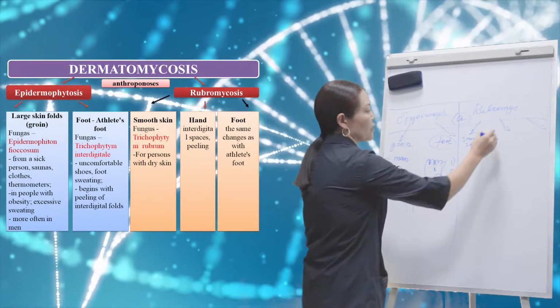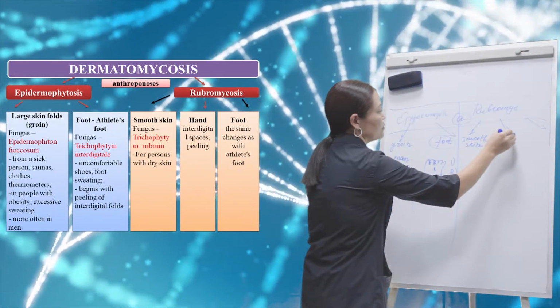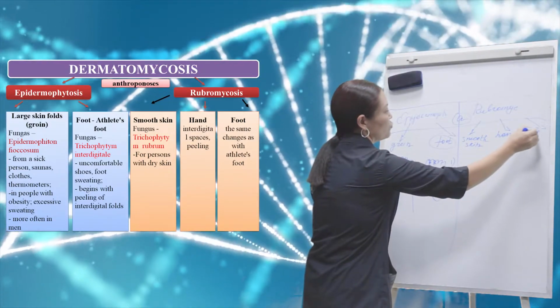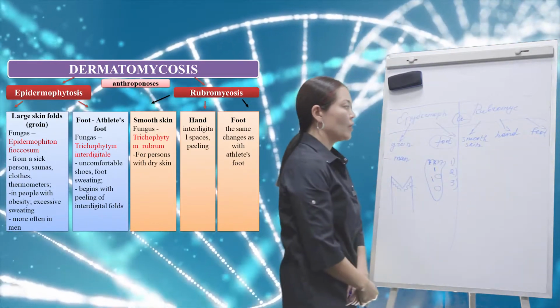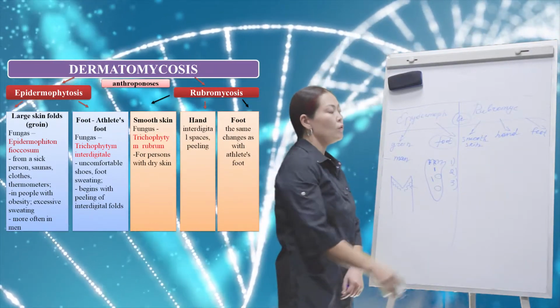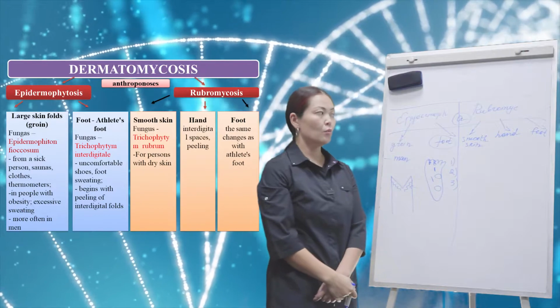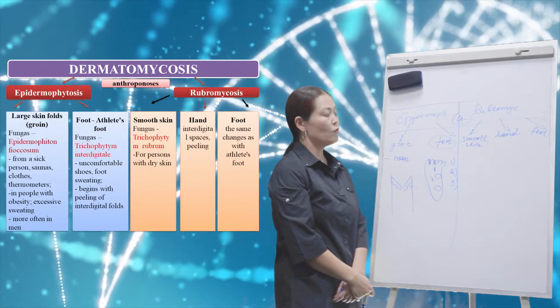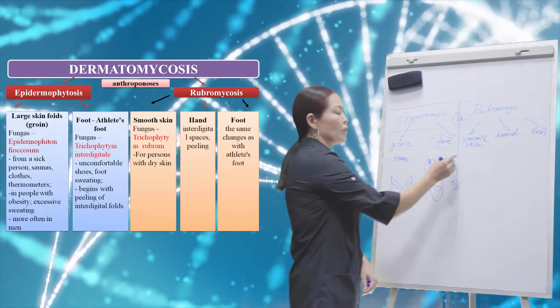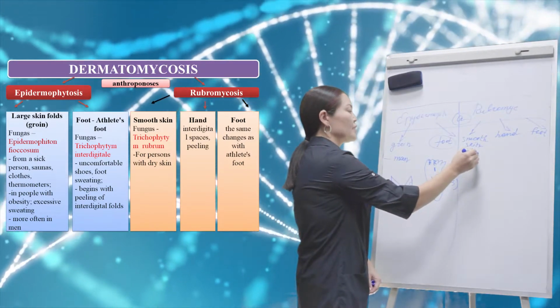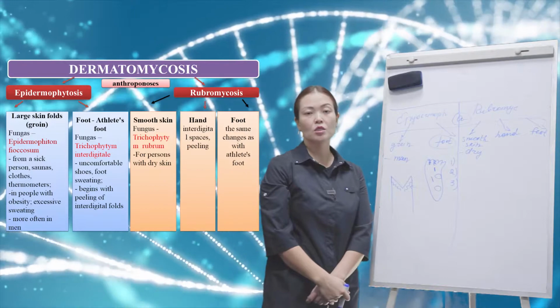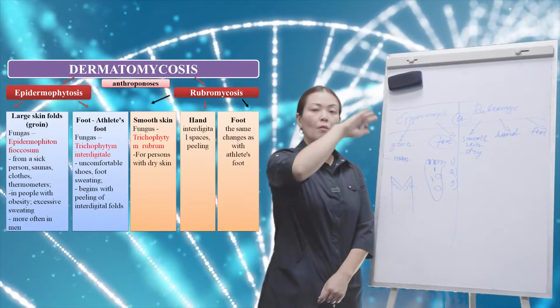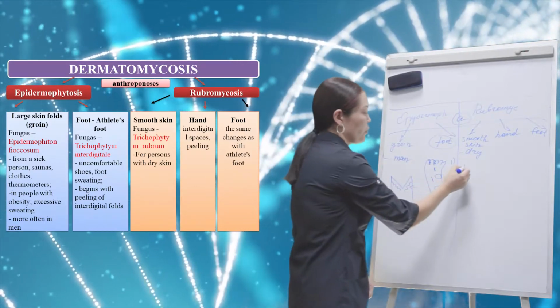Next one is rubromycosis of the hands, and also foot rubromycosis. First of all, look for smooth skin rubromycosis, the clinical form. Mostly with this disease you will identify a patient with dry skin, and the localization of the pathological process will be in bulging places of our body.